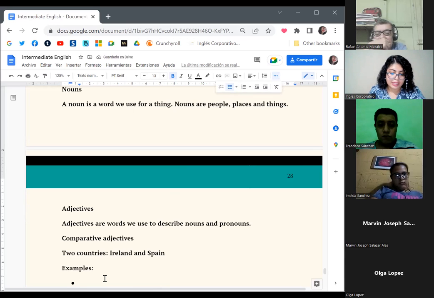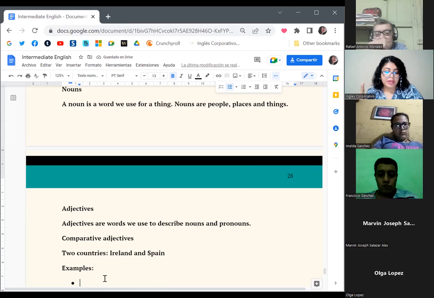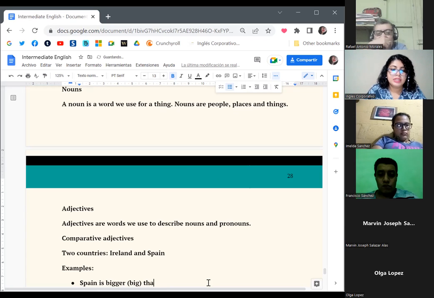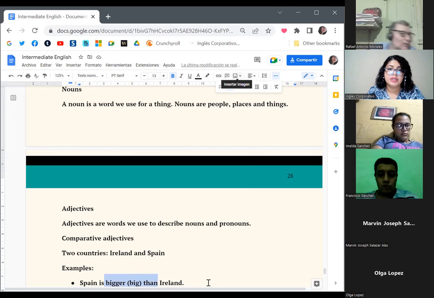So the first one says that to compare the two countries, we can use comparative adjectives. And we have: Spain is bigger than Ireland. Is bigger. In this case, we are using the adjective big than Ireland. So we have the first example. This one is the structure that we are going to use for the comparative one.